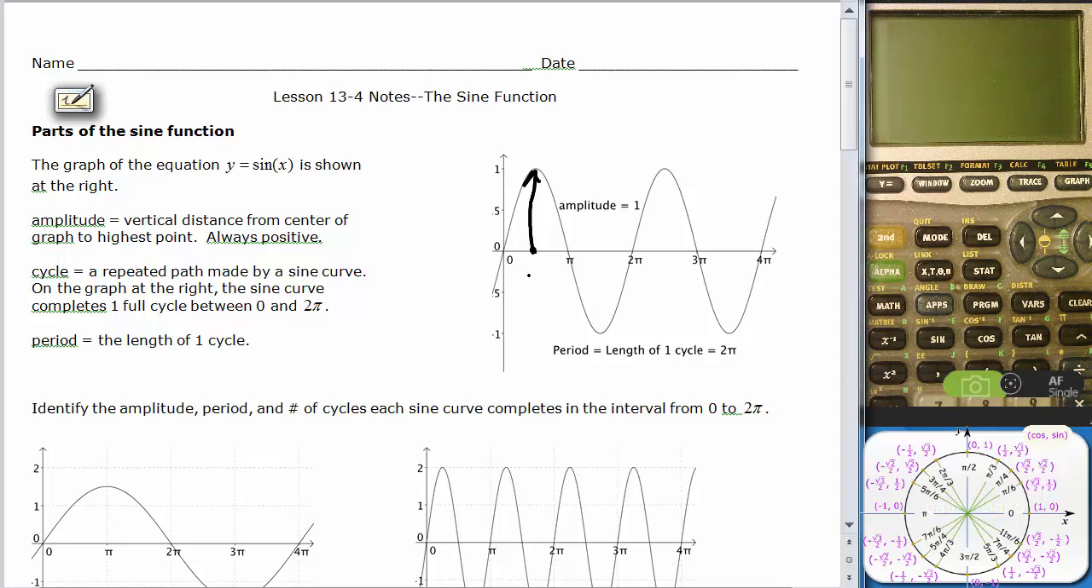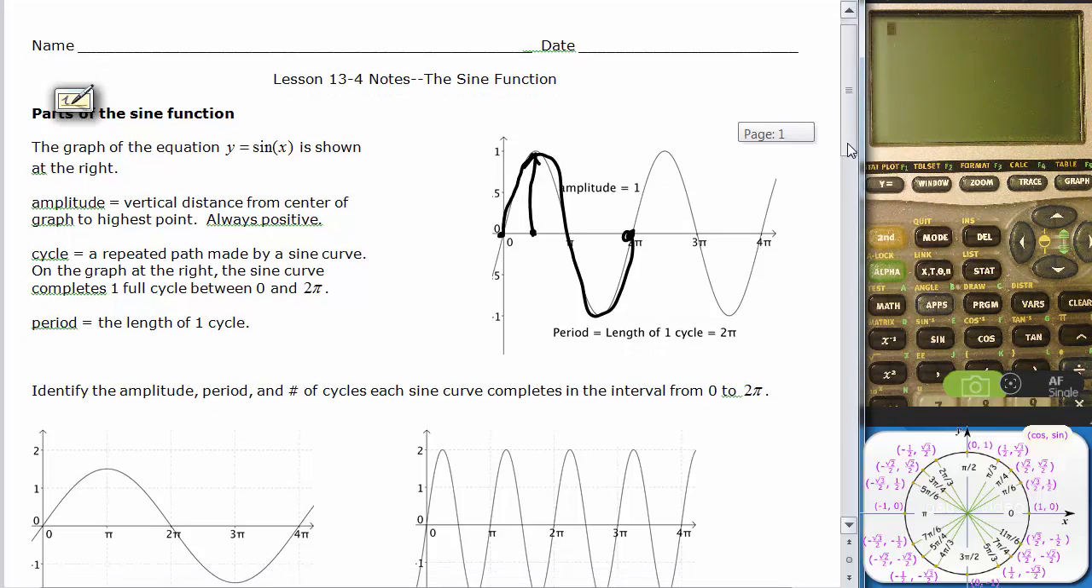A cycle is a repeated path made by a sine curve. On the graph at the right, the sine curve completes one full cycle between 0 and 2 pi. So when we talk about a cycle, we're talking about this S shape that goes up, down, and back up again. This is the length of one cycle right here. A period is this length of one cycle. On our graph, the period is equal to 2 pi, because that's how long it takes from left to right to complete this S shape, which repeats over and over again.